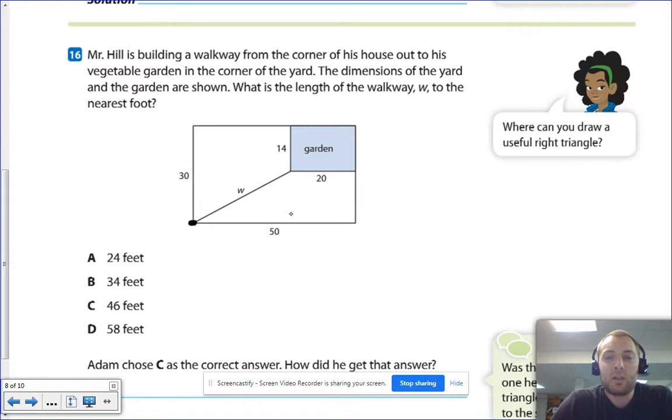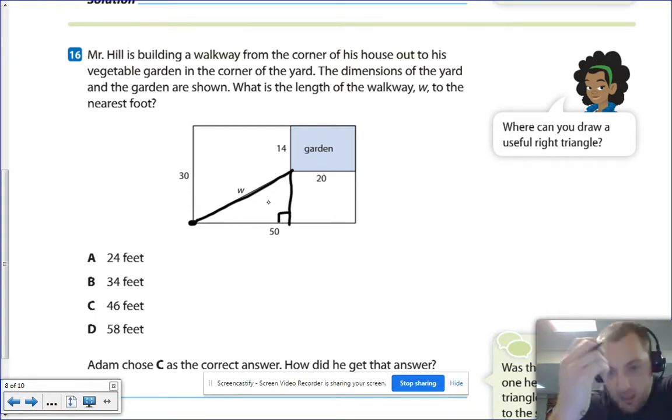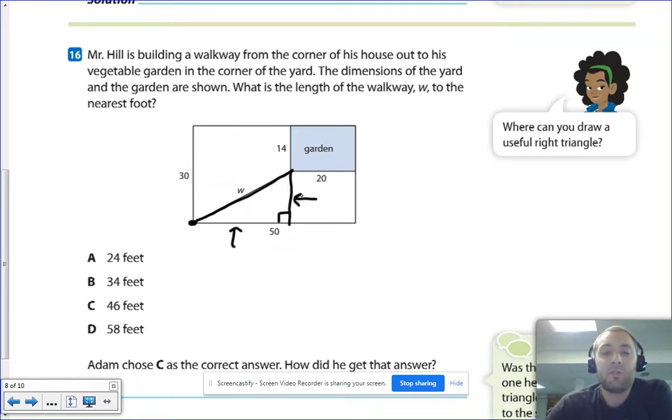How does this apply to the Pythagorean theorem? I don't see any right triangles, but I do see right angles. So we're trying to find W, and it looks like it could be considered a diagonal here. We just need to make a right triangle somehow. I would either go straight to the left or straight up and down. I would go straight up and down just because then I can see the right angle here. The problem is, do we have this length or this length? The two legs. Well, we can find them.